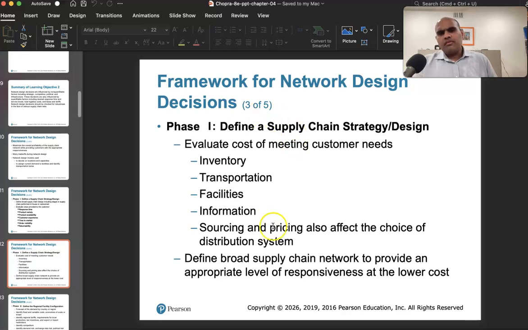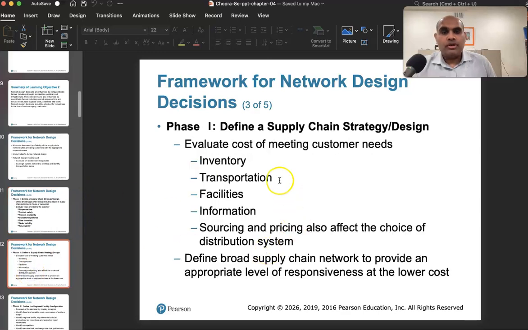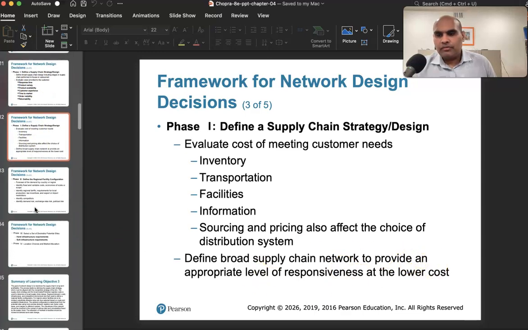So once we define a supply chain strategy, apart from looking at the value that you provide to your customers, you also have to evaluate the cost of meeting customer needs. What is the inventory cost, transportation cost, facilities cost, information sharing cost, sourcing and pricing, and all of that, right? So define the broad supply chain network to provide an appropriate level of responsiveness. That's basically what you have to do.